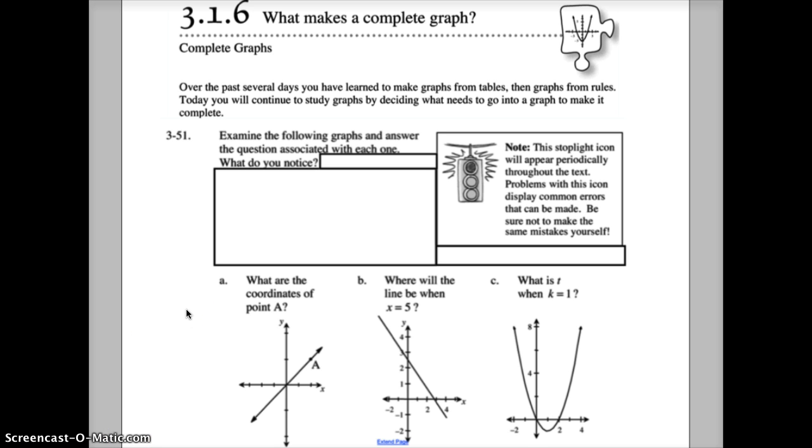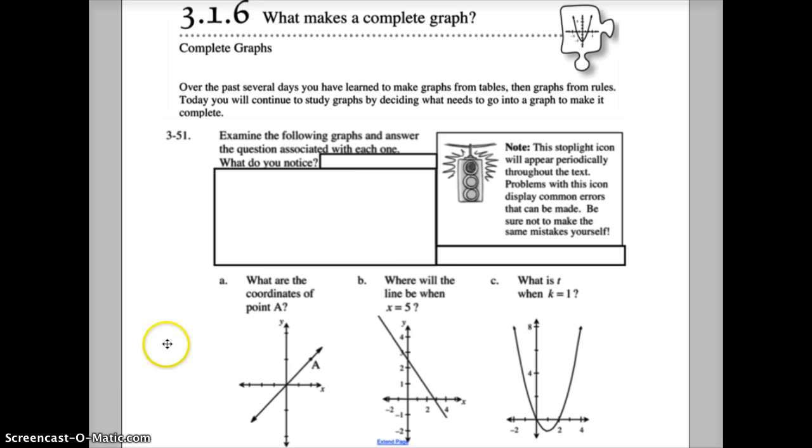On number 51 they give you three different graphs, and each of these graphs are not quite complete. There's something missing, or there's something a little bit off or wrong with them. Your job is to tell me what is wrong with each of these graphs. And if you're having trouble with it, they kind of ask you a leading question, which should help you find what is incorrect about the graphs.